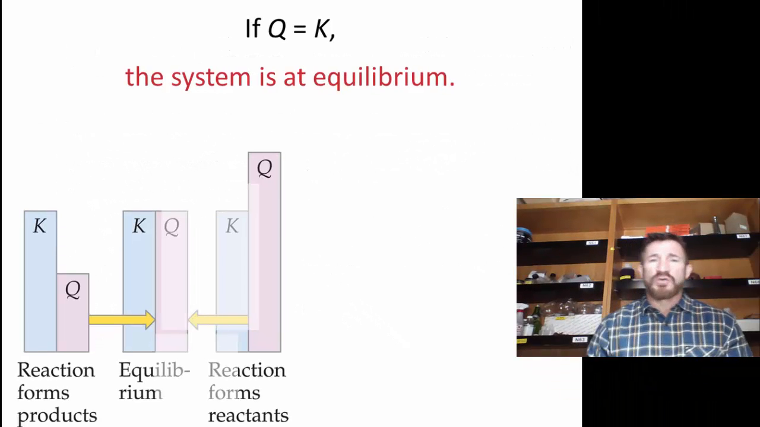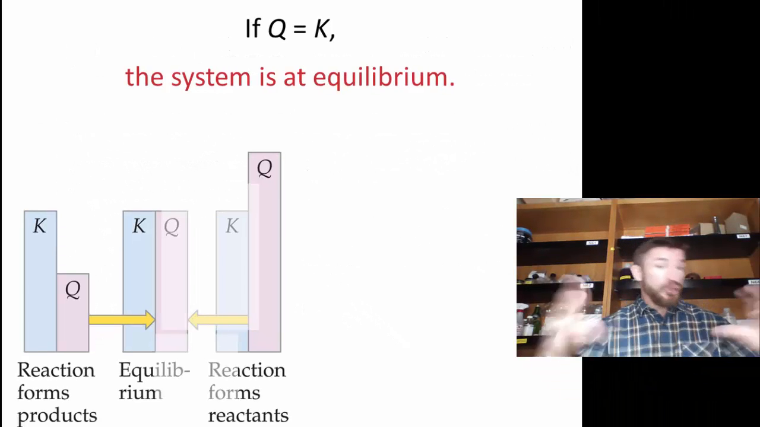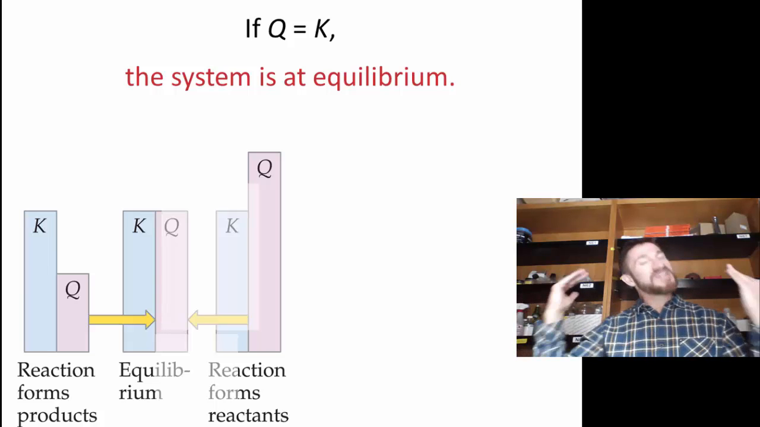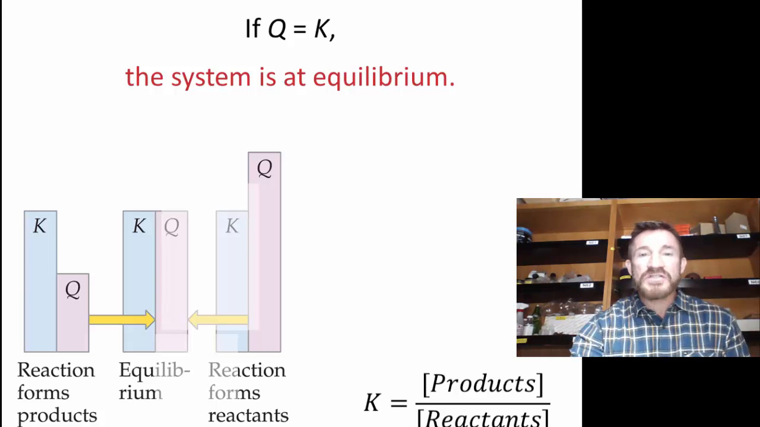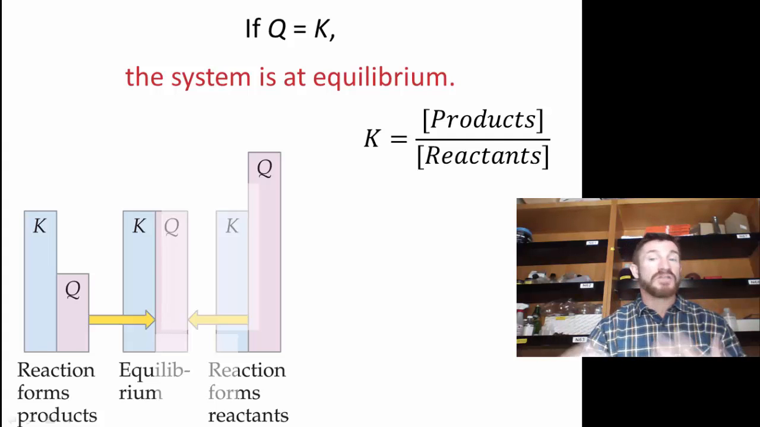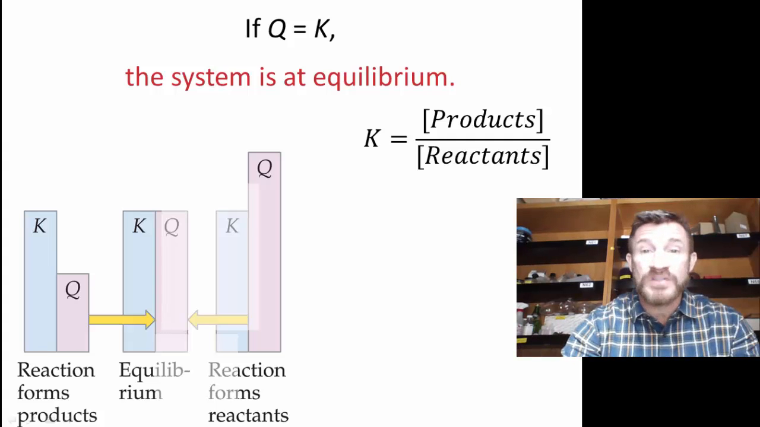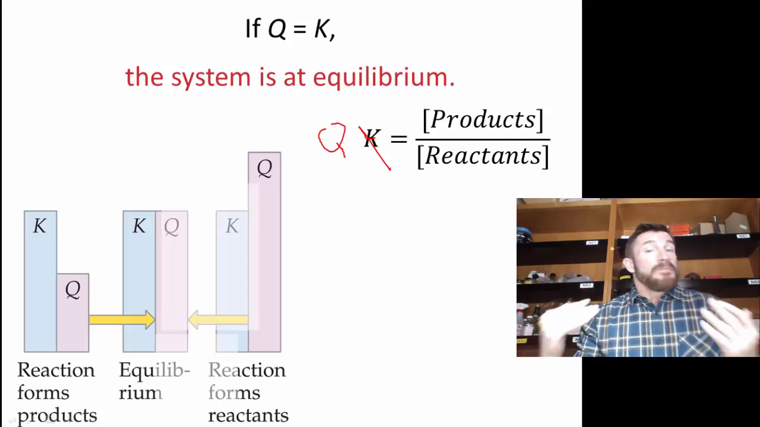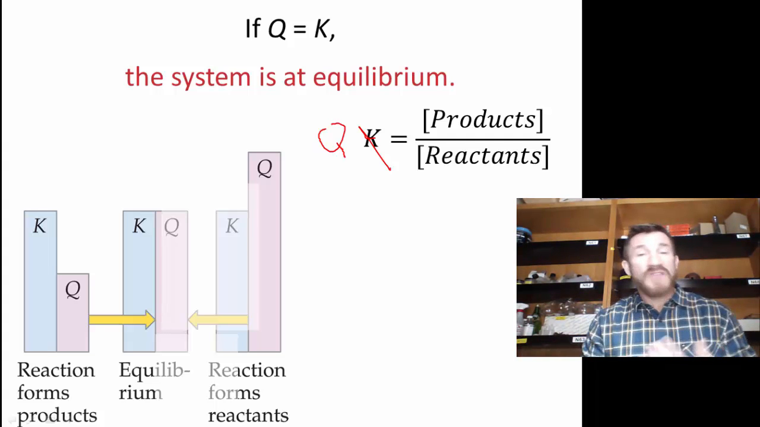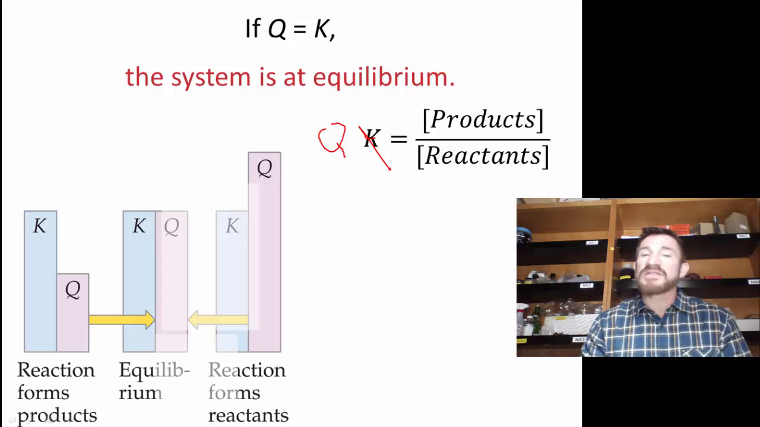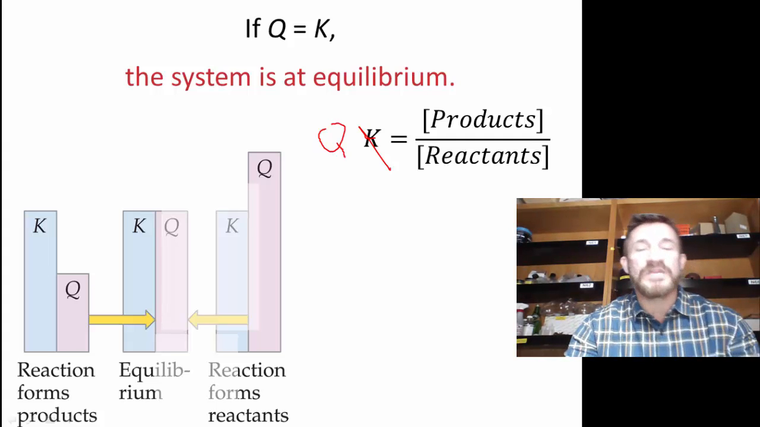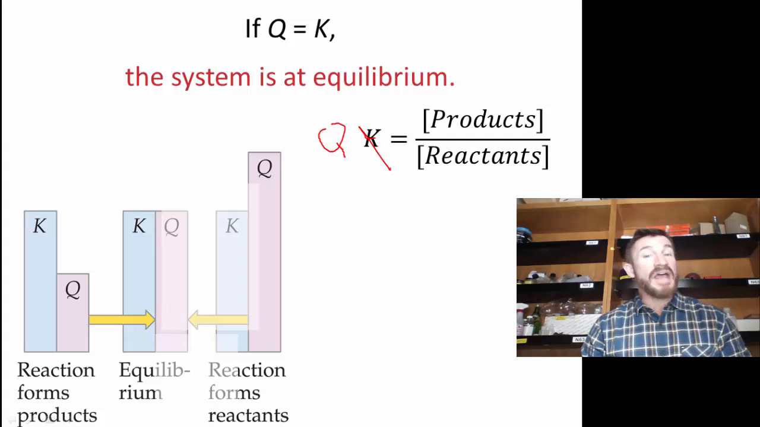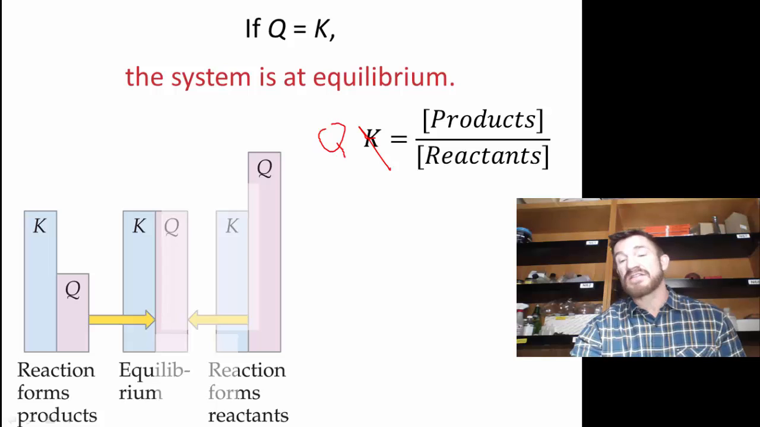So let's look at a couple situations. Let's say Q is equal to K. Well, Q and K are equal. That system is at equilibrium, because we know K is equal to the concentration of products over reactants, and if we were to do that calculation for Q and find that it's exactly the same as K, that means that system is at equilibrium. The amounts of products and the amounts of reactants we have are exactly the same as we would have at equilibrium.